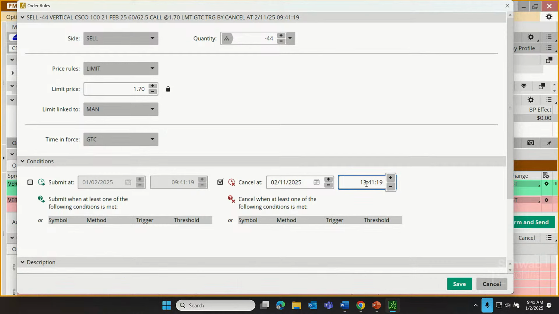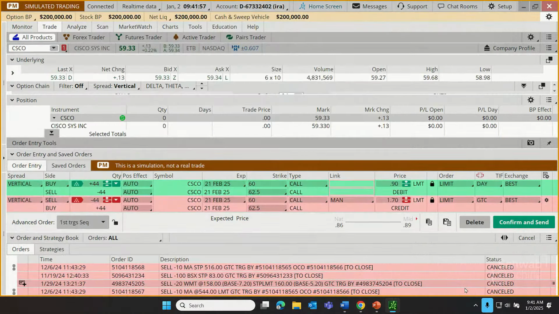Anyway, yeah, this would cancel it at 1:41.19, just right toward the close of trading the day before that earnings announcement. This is set to local time, and I'm in the mountains of Utah, so that's my local time right before close. And I'm just going to save that.